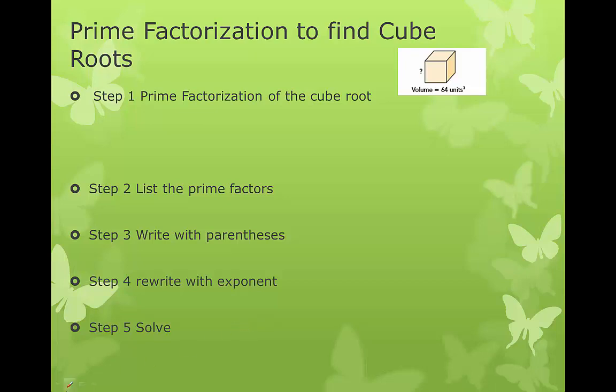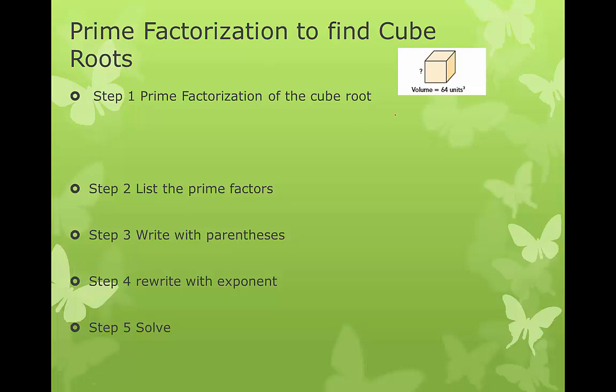The first step in prime factorization is to list the prime factors of the cube root. The second is to list the prime factors. The third is to write with parentheses all the prime factors. Step 4 is to rewrite with an exponent. And step 5 is to solve.